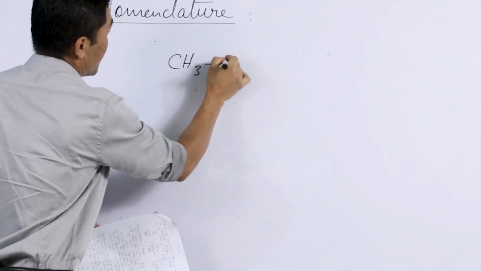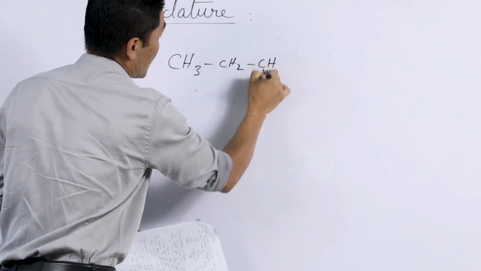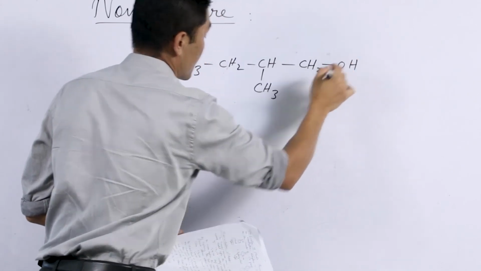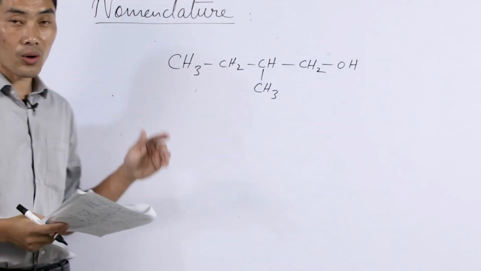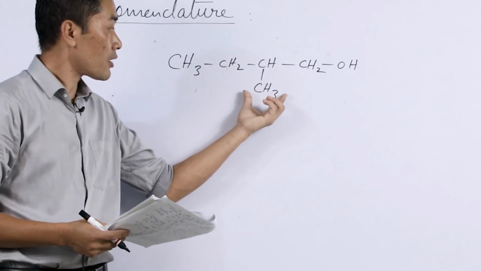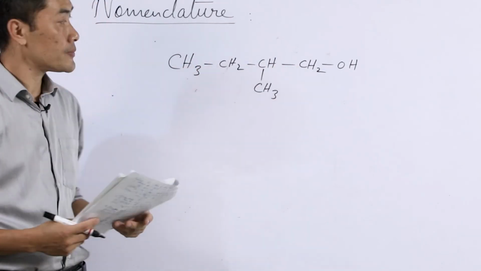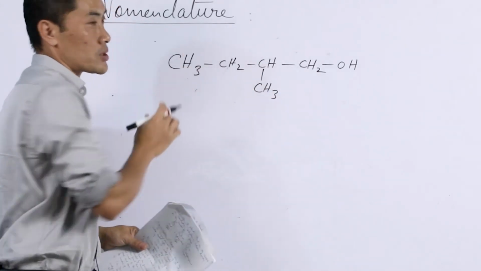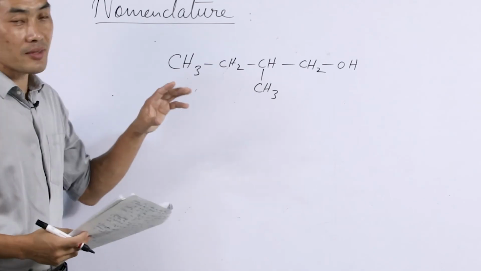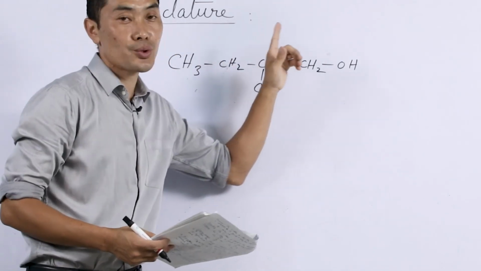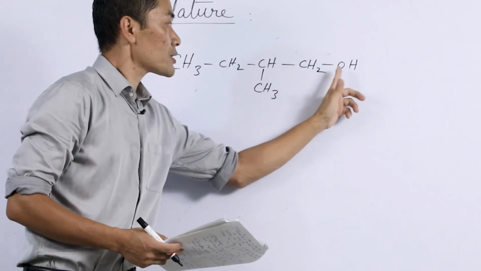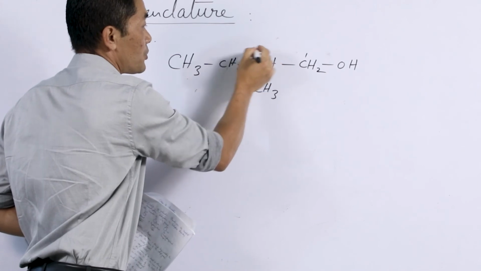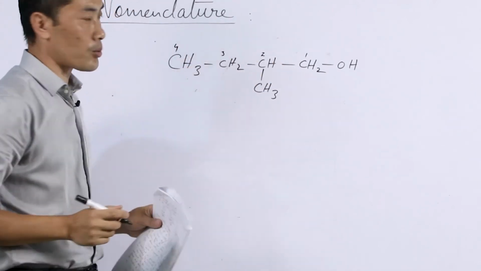Suppose we have CH3, CH2, CH, CH3, CH2OH. Now in this alcohol, we have a substituent on the main chain. Before naming, we first give numbers to these carbon atoms on the main chain. And to number them, we start from the side nearest to the OH group. So we start from this side. This will be numbered as carbon 1, this will be carbon 2, 3, and 4.